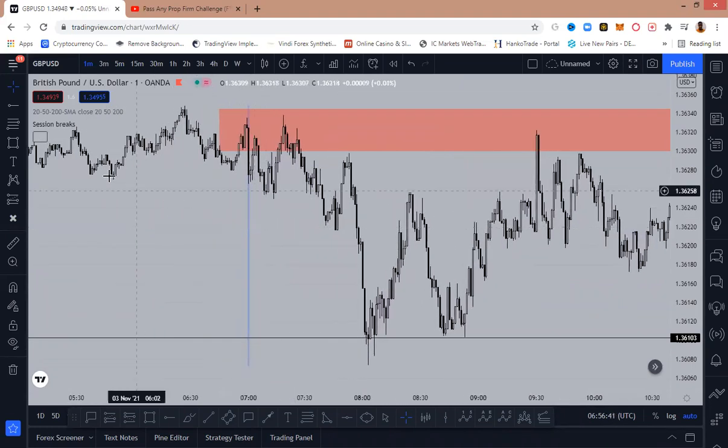Now, as you can see, the market took out these structures because this was the move up, and then we had that transition, taking out this low, okay? Didn't take out this one. So this was the move that took out this one.